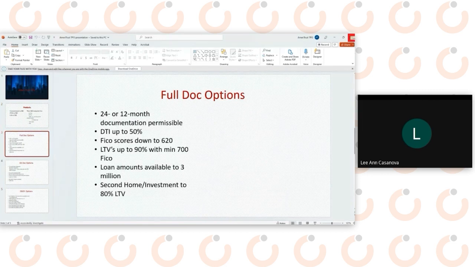So under the full doc product line, you have options. You can do 24 or 12-month documentation, DTIs up to 50%, FICO scores down to 620, LTVs up to 90 with a minimum of 700 FICO, loan amounts available to $3 million, and of course it allows for second homes and investments to an 80 LTV.